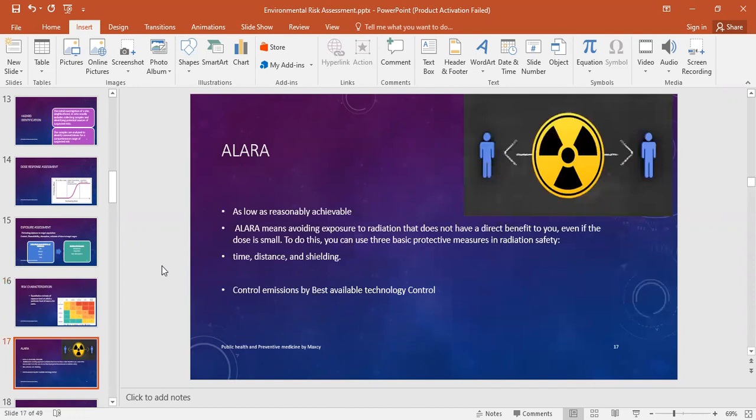ALARA. ALARA stands for as low as reasonably achievable. ALARA means avoiding exposure to radiation that does not have a direct benefit to you, even if the dose is small. To do this, you can use 3 basic protective measures in radiation safety: time, distance, and shielding. Control emission by best available technology control.